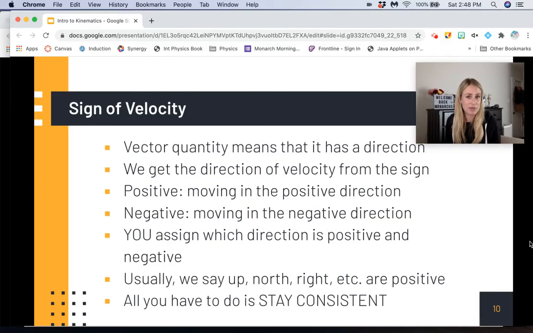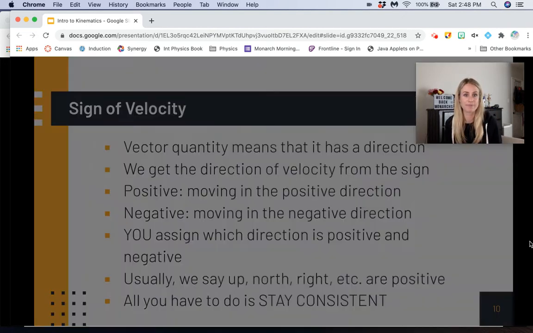But as long as you keep your signs consistent, you always say forward is positive, and then if the object turns around, then it's going to be going in the negative direction, then you'll be totally fine.